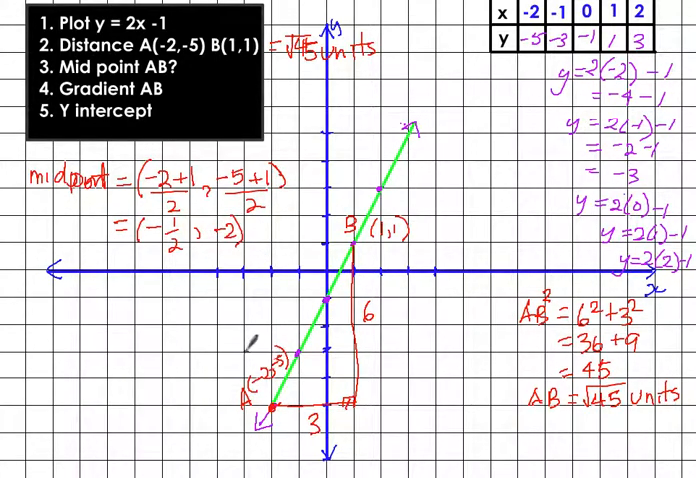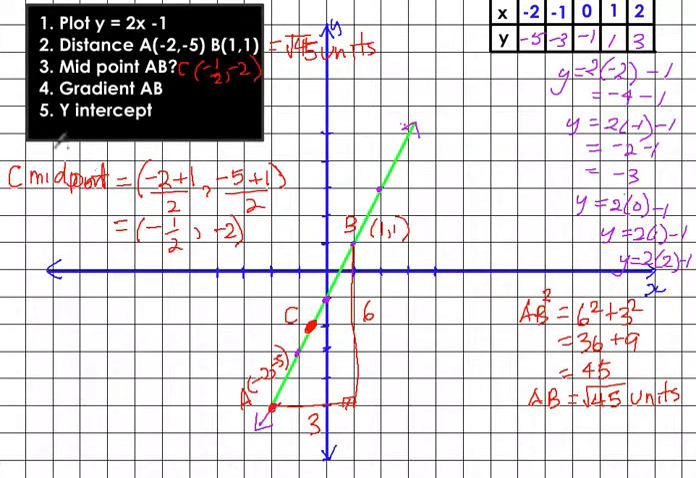So let's just have a look where that is. We're saying it's negative 1/2, negative 2. So that point there is the midpoint. I'm going to call that point C. And just looking at it visually, it does look like that point. So our midpoint C is negative 1/2, comma, negative 2.